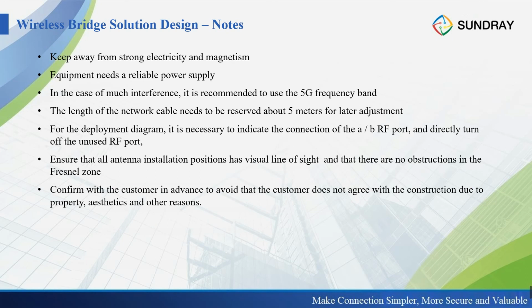So here are the notes for this wireless bridge solution design. First one, we need to keep our AP away from strong electric and magnetic sources. If there is too much interference, we cannot install the AP. Also, the equipment should have a reliable power supply, and we recommend using 5G for the wireless bridge. And for the cable to the APs, we need to leave an extra 5 meters so we can do adjustments in the future.